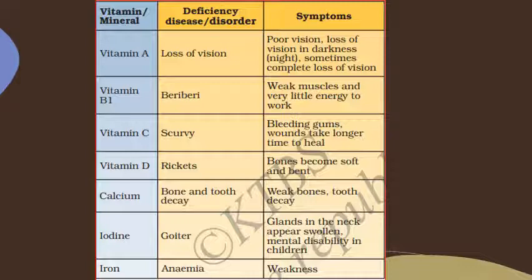First is vitamin A. If there is deficiency of vitamin A, there is loss of vision: poor vision, loss of vision in the darkness at night, sometimes complete loss of vision. If you don't eat a good amount of vitamin A food sources, like papaya, carrot, and mangoes, it causes loss of vision.